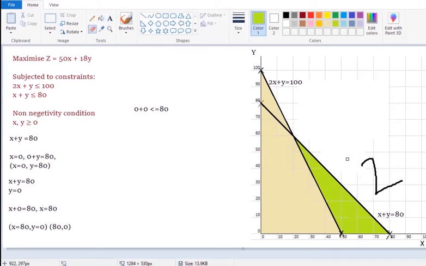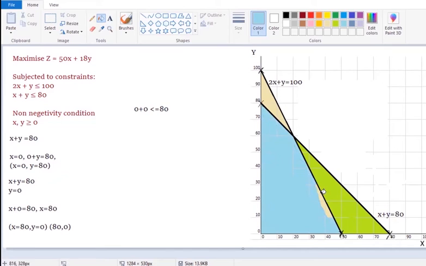Now I need to find out the common region. And the common region will be this one. This is the common region, because this region comes in both the constraints. So this is the region of our interest. So I'm going to paint it differently.